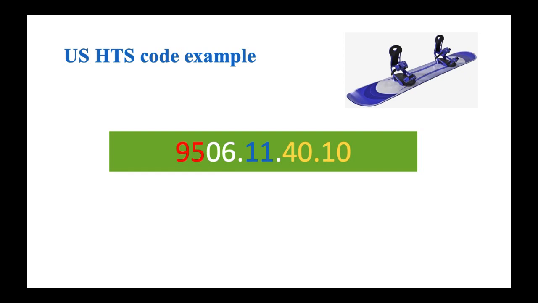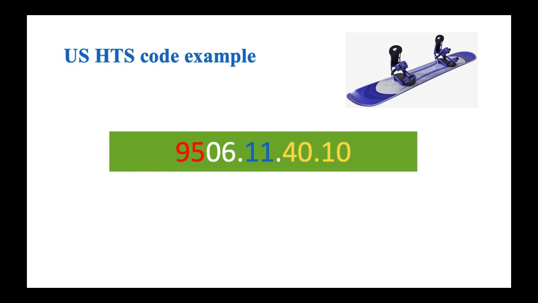For this snowboard, the first 6 digits are 950611. These 6 digits are the harmonized system code. Whether you are in China, United States, Canada, or Australia, they are always the same. The last 4 digits, 4010, are country-specific. Altogether, we call this 10-digit number the HTS code.